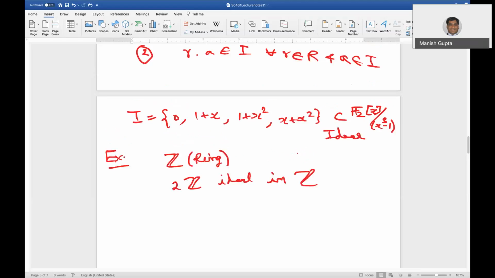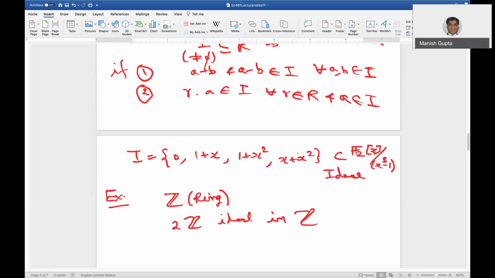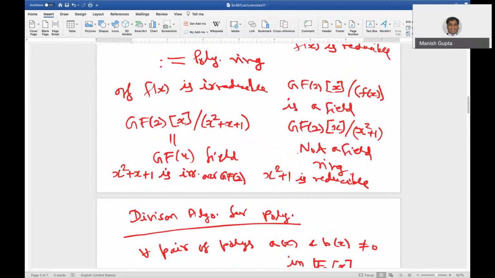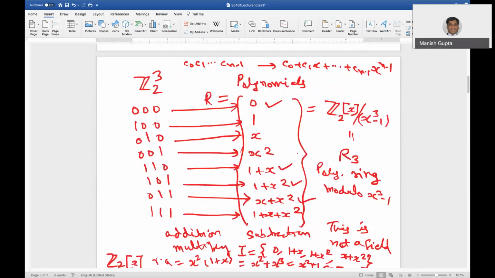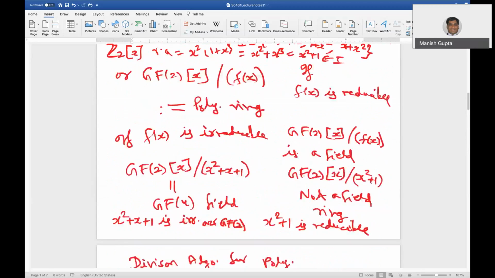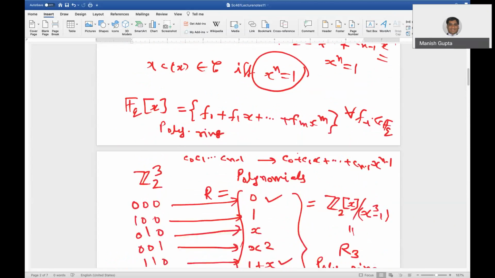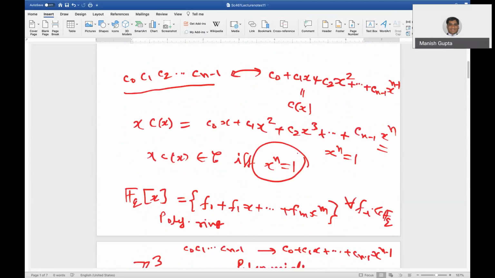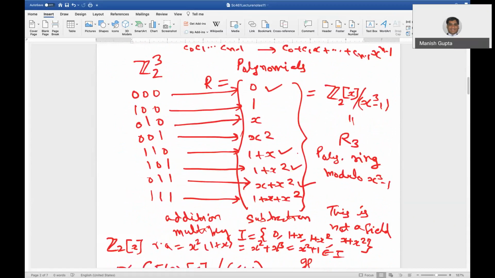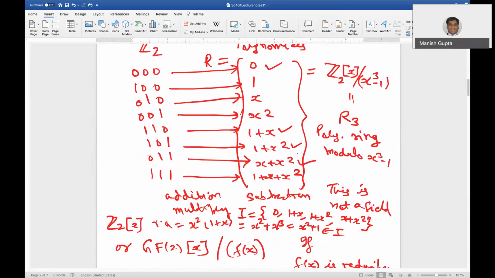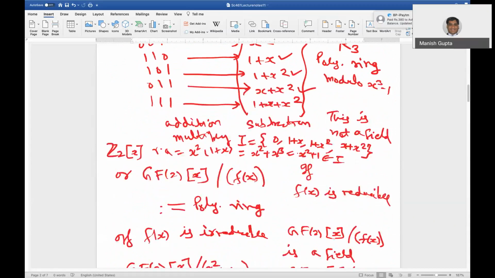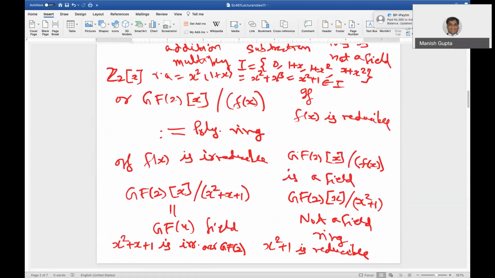I think that's all for today, so I would like to stop here now. I gave you a very basic idea about cyclic codes. I showed you how an ideal can be formed. It turns out that any cyclic code is an ideal in this ring R, the ring F_2[x] modulo x cube minus 1. So this is really a very basic definition of ideal.